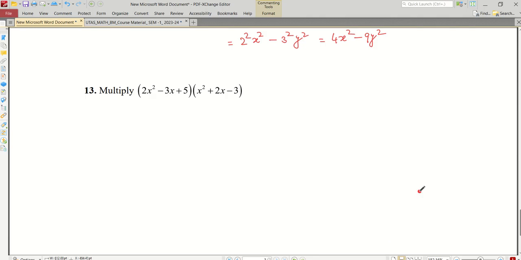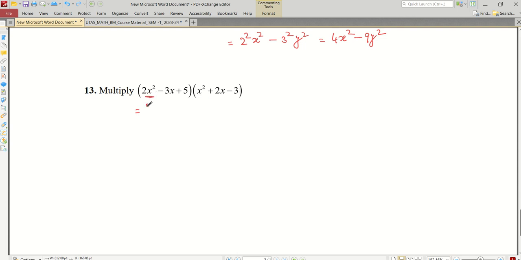Similarly, here is a question. This is a very big question. Clear? Now you need to simplify it. What you need to do? First, you need to multiply here with the 2x square. Then multiply here. Then multiply here. This is step number 1. Then you will multiply with 3. Then you will multiply with 5. So how many terms will you get? 3 terms here, 3 terms here. You will get 9 terms in the answer.